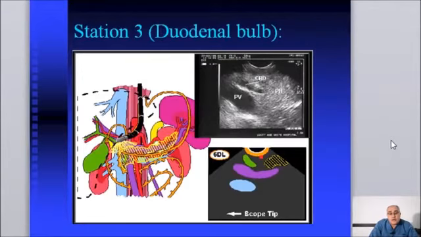By gradual withdrawal of the echo endoscope, we are now in the bulb of the duodenum, the station 3, and the most important landmark of this station is the venous confluence of the portal vein, splenic vein, and superior mesenteric vein. And here the common bile duct is parallel to the portal vein, in between the echo endoscope and the portal vein, and here a large area of the head of the pancreas.